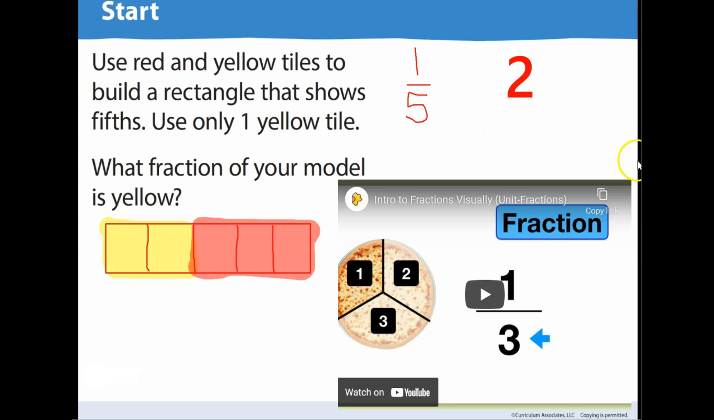Oops, my bad. 2 because there's how many are yellow, and then how many total? Total out of the whole thing, the red ones and the yellow ones together. That's my denominator. That would be 5. So the fraction of the model that's only yellow is 2/5. Everybody say 2/5. Awesome. You learned something new at school.